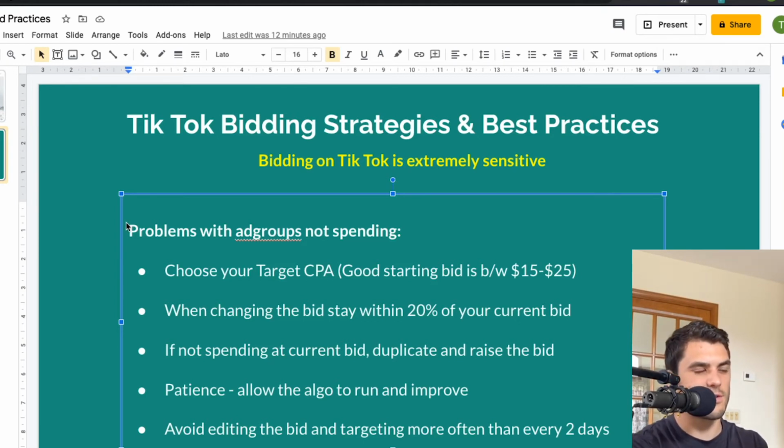And I continue to harp on this: avoid editing the bid and targeting more than every 2 days. Do you see how, during the process of me telling you guys when you're raising these bids, wait at least 2 to 3 days, and for the first change, keep it within 20% of your current bid. So you're not really throwing the TikTok algorithm out of place and destroying your pixel and campaigns. When I first did that, I changed the bid way too high and way too much initially, and it kind of ruined my ad groups, or just ruined the campaign. So I just want to let you guys know that I made the mistake so you don't have to.